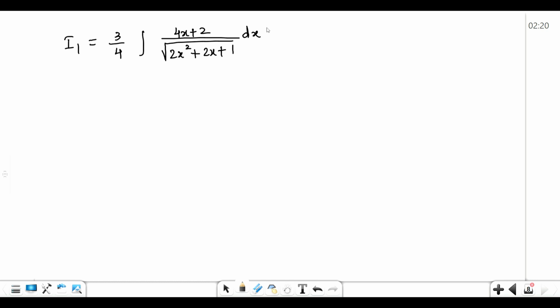So what property can you apply? This has already been given, so I'll write the extra property which can be used in this case: the integration of f dash of x upon square root of f of x dx is equal to 2 times square root of f of x plus c.